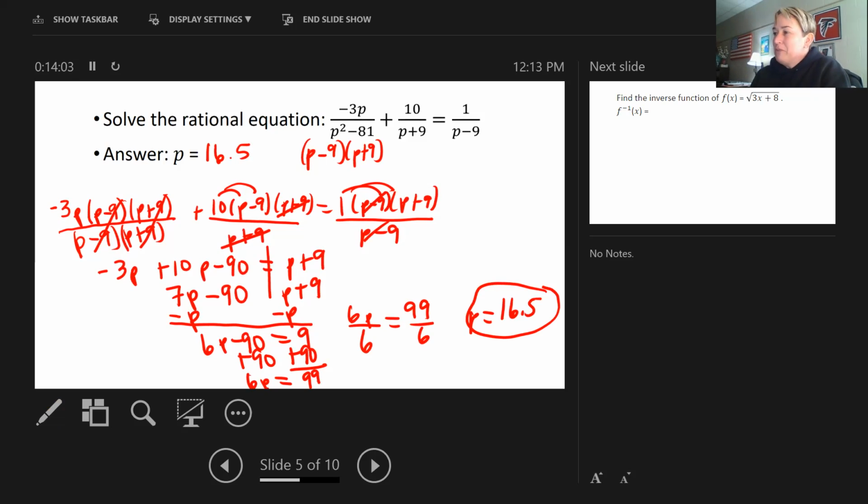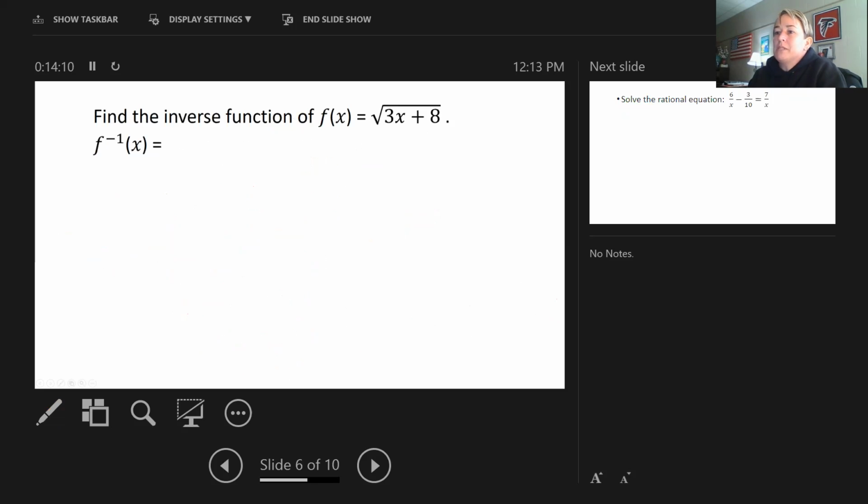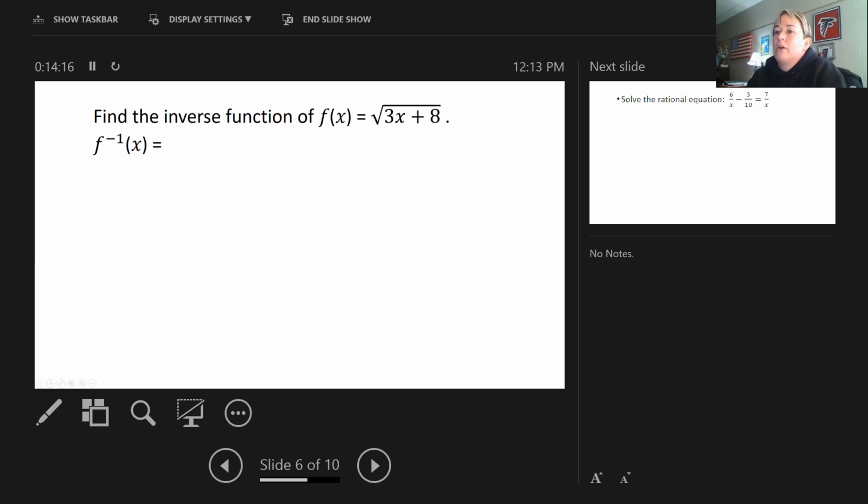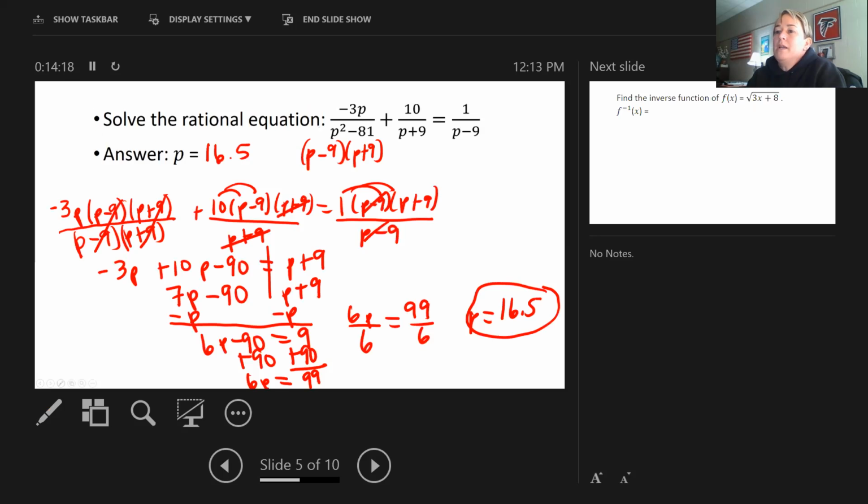So if we look, the only other thing that we have to do is remember our restrictions. It didn't say anything about that here, but let me go back. Remember our restrictions. What can p not be? p cannot be negative 9, and it can't be 9. Is 16.5 one of those numbers? No. So yay, there's my answer.